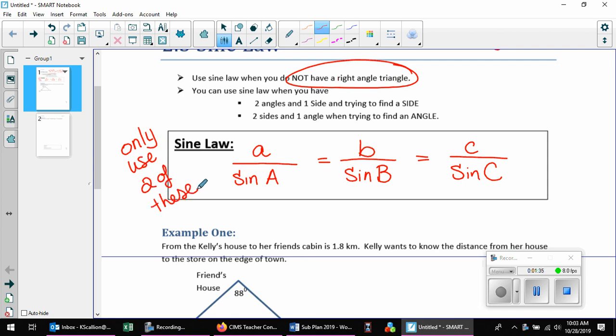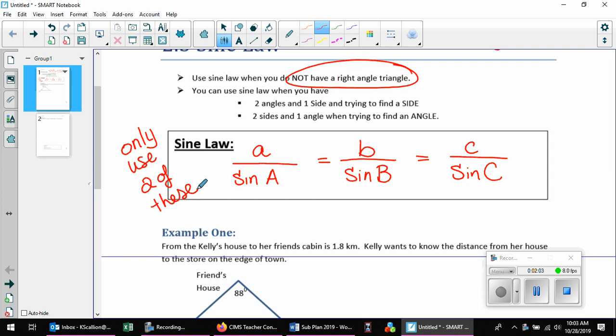Okay, so you're never going to use 3 at a time. You're only ever going to use 2. And the letters don't have to be A, B, C. They can be X, Y, Z. They can be alpha, beta, epsilon, if you want. They don't have to be these. What you do need to know is that it's side A over angle A, side B over angle B. So if this was an X, this would be X over sine X, right?